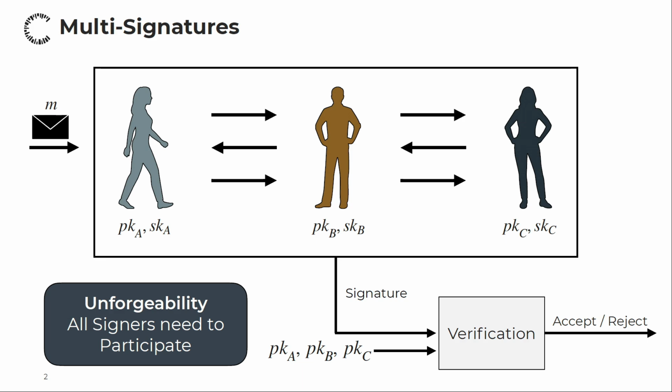Unforgeability says something like this: you can only come up with such a valid signature if all of these signers participated. Let's relate this to the previous talk. You can think of this as an n-out-of-n threshold signature scheme, but with the additional advantage that all of the signers generate their public keys and secret keys independently, and then they can come together and form these groups of signers.